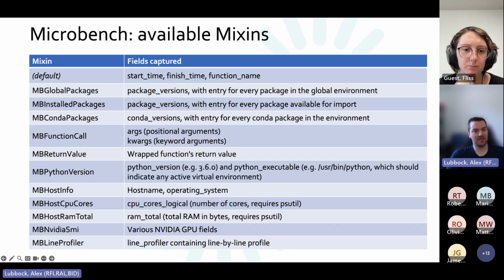So the types of metadata that you can capture and the things that we found that were useful. By default, we capture the start time and finish time. So from that, you can get the runtime of the function name, and then you can specify these different mix-ins depending on what you want to capture.